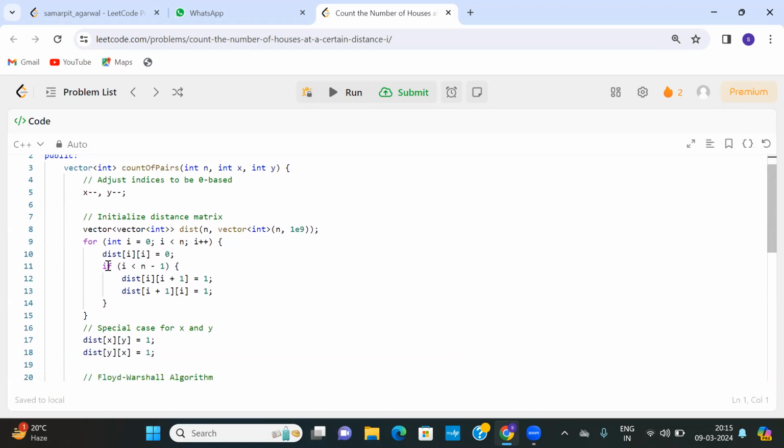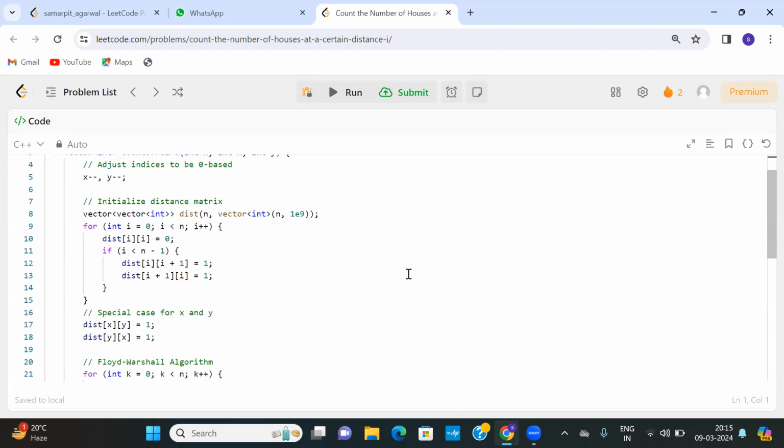Now we have updated for int i equals to 0, i less than n, i plus plus: distance at the index of i, i equals to 0. If I want to reach from 1 to 1, the distance required is 0. From 2 to 2, the distance is 0. So that is why we have updated distance at the index of i, i to be 0, if i is less than n minus 1.